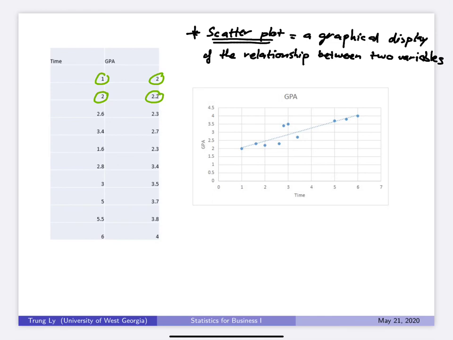if we plot time on the x-axis and GPA on the y-axis, we have what's called the scatter plot. Right? So for the first student, who spends 1 hour studying, his or her GPA is 2, so we have a dot for that student. For the second student, he or she spends 2 hours studying, his or her GPA is 2.2, we have a dot. Right? So if we have a dot for all 10 students, we have the scatter plot for this data set. Okay?